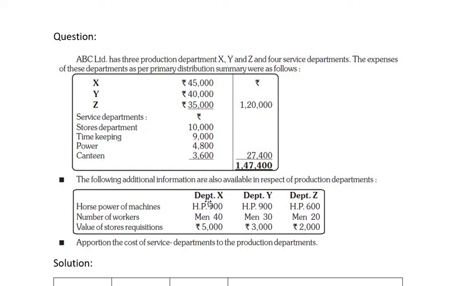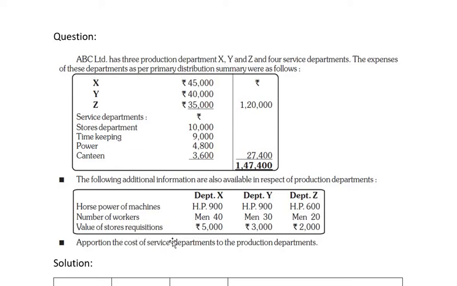Since we know that there are three production departments, Department X, Department Y and Department Z. Horsepower of machines is given: Department X uses 900 horsepower, Department Y uses 900 horsepower and Department Z uses 600 horsepower. Number of workers in Department X, 40 men are working, in Department Y, 30 men are working and in Department Z, 20 men are working.